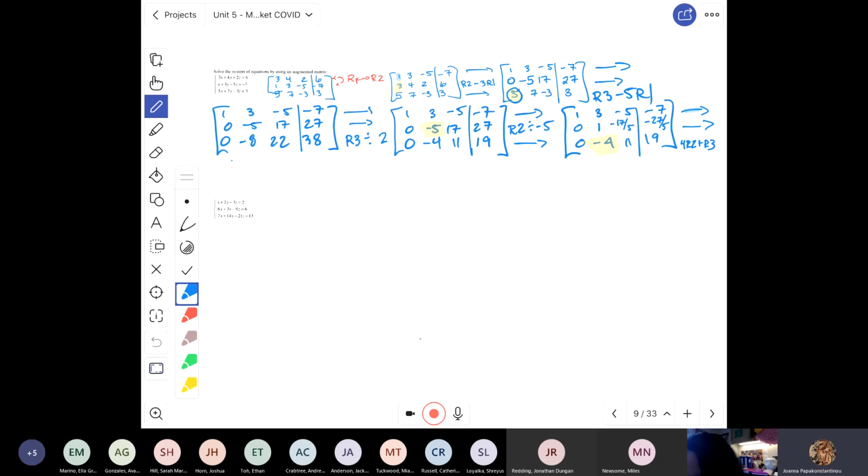Yes. Okay, so 1 didn't change. 2 didn't change. And what is my new row 3?